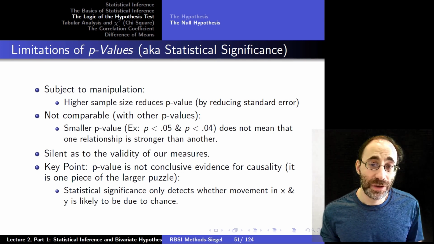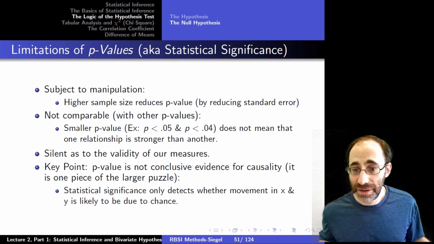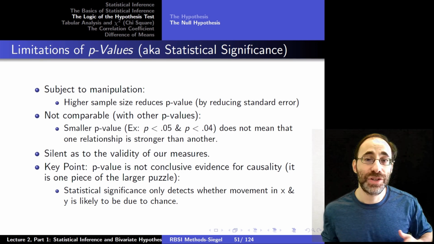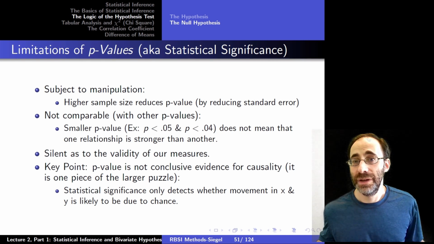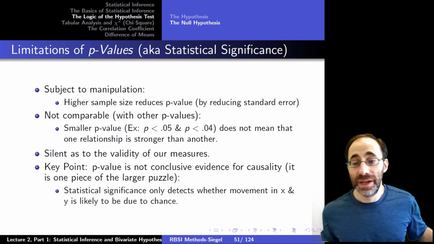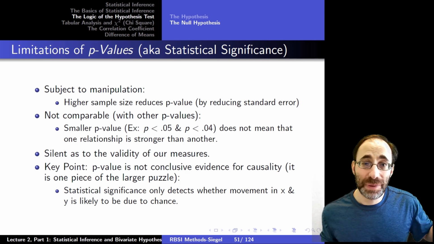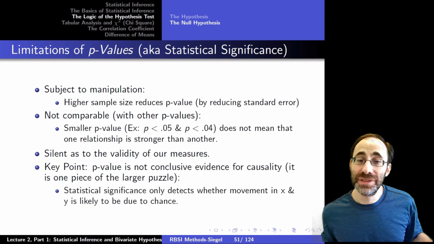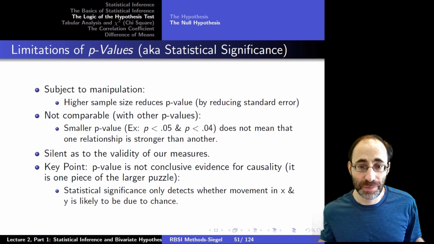P-values are not comparable in terms of importance. If we get a p of 0.001 and a p of 0.04, the p of 0.001 does not mean that relationship is somehow stronger than the p equals 0.04. What we're saying is that the p equals 0.001 is less likely to have occurred by chance given the null, but the p equals 0.001 might be representing a very tiny substantive effect, whereas the p equals 0.04 might be a huge effect, a point we'll get to in a second.